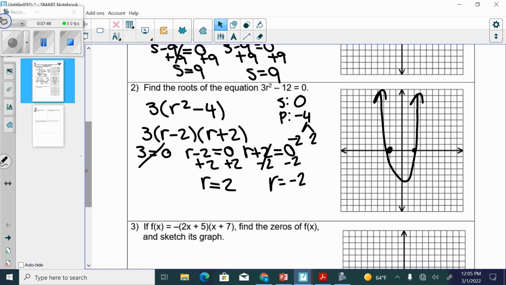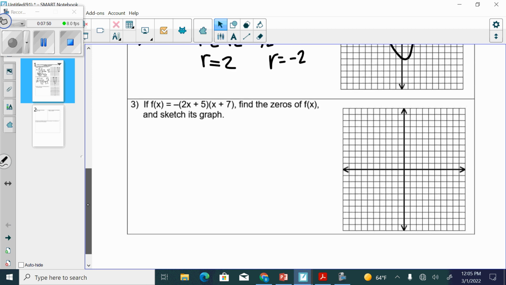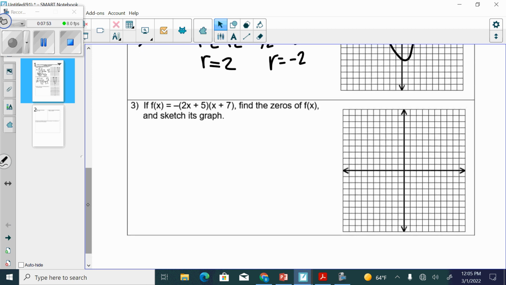All right, number 3. Okay, on this one, they said that if f of x is equal to negative 2x plus 5 times x plus 7, they want us to find the zeros and sketch the graph. Okay, so first we would need everything on one side of the equal sign. Did they have that already? Is everything on one side of the equal sign? Yeah, okay, so they already have that part taken care of for us.